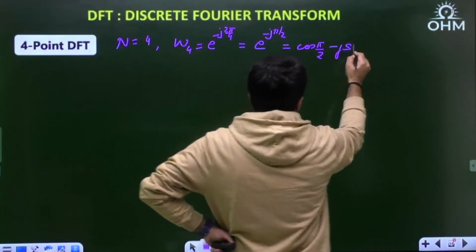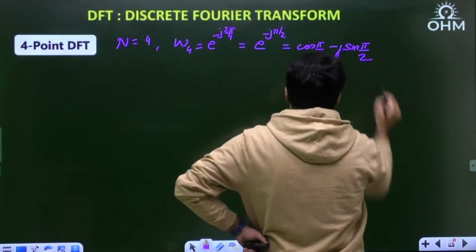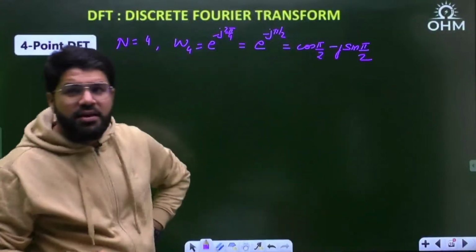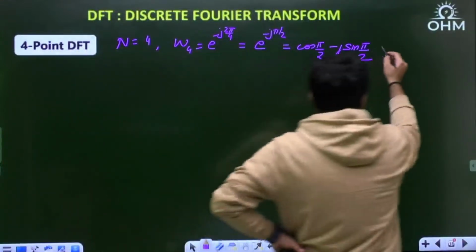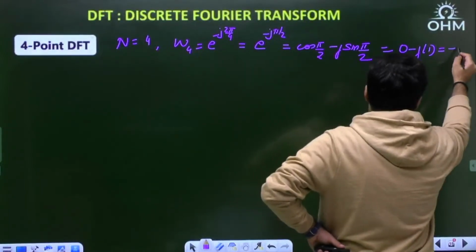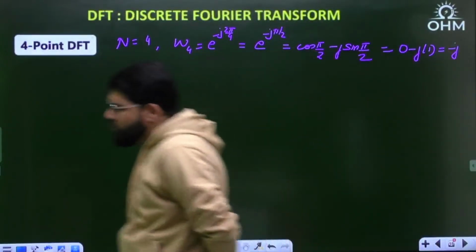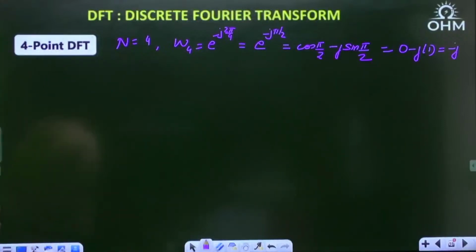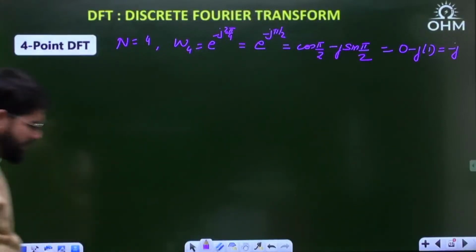e power minus j theta is cos theta minus j sin theta. So what is cos pi by 2? It is 0. Sin pi by 2 is 1. So what is left is minus j. That means the W4 value, the twiddle factor value for n equal to 4, will be minus j.